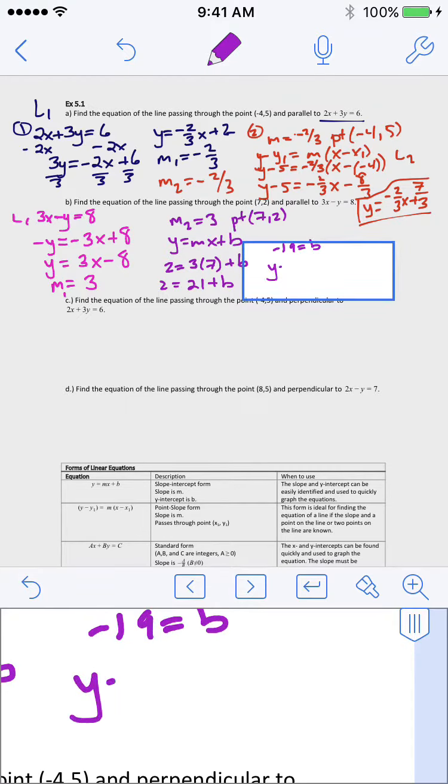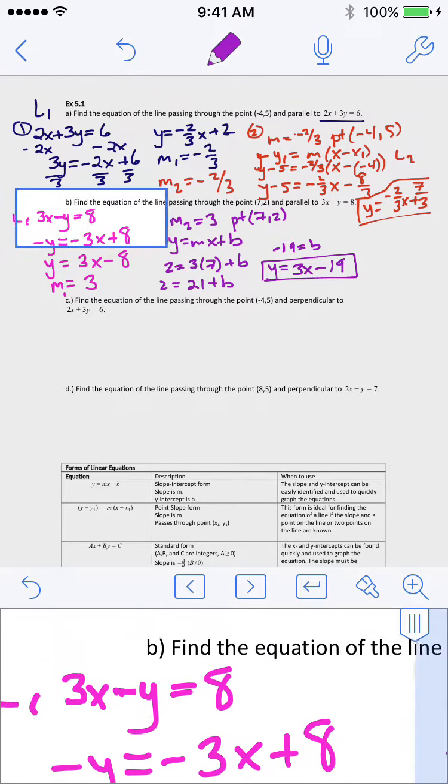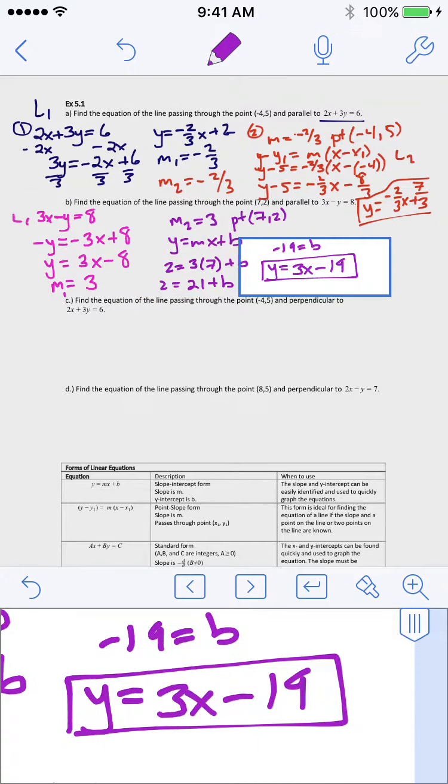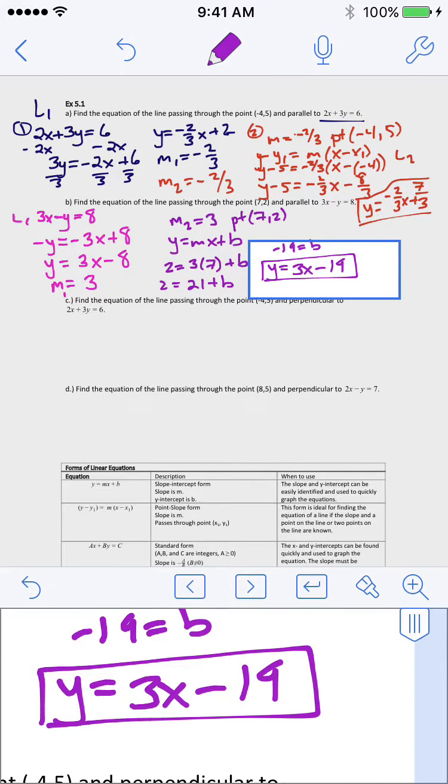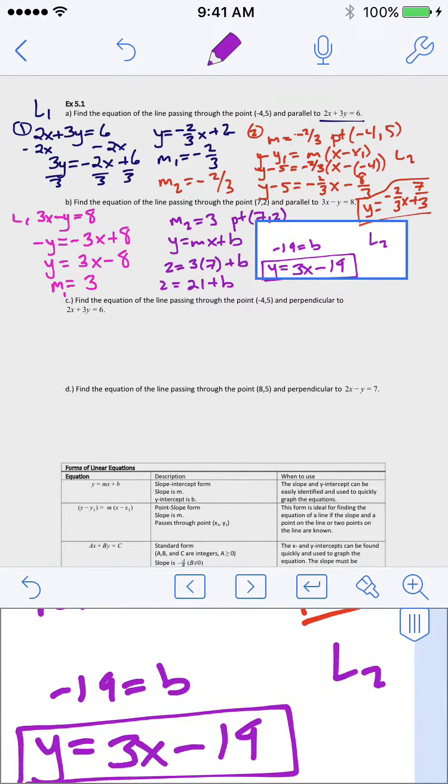So y is equal to 3x minus 19. And we have our equation. Notice this has the exact same slope as the last one, right? But it has different y-intercepts, so they are indeed parallel. This is line 2. All right. Hopefully that's what you got as well.